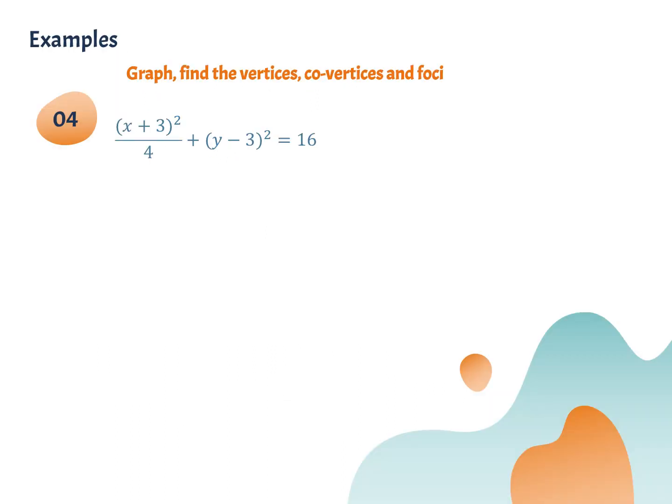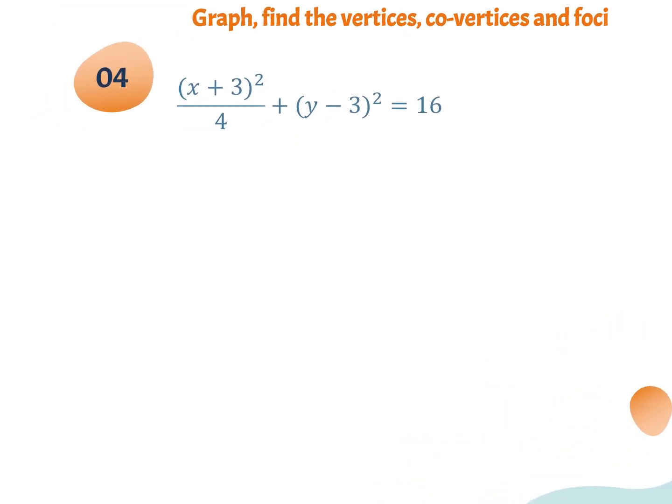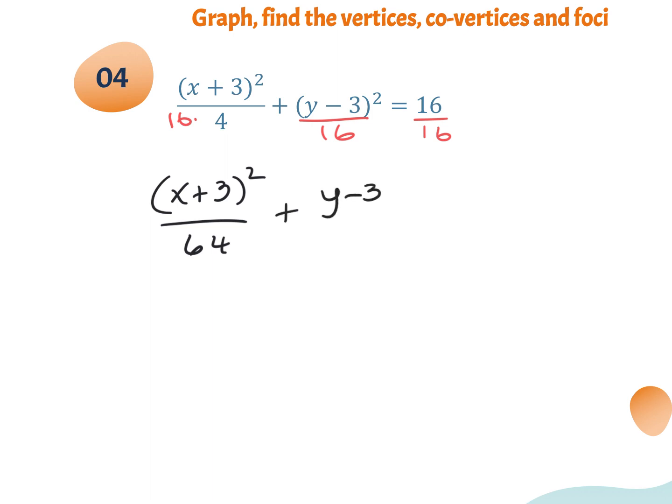Okay, so again, remember your equation needs to equal 1. So what I'm doing here is dividing. I need to really divide all of this by 16, and this is really 16 times 4. So now my new equation is going to be (x plus 3) squared over 64 plus (y minus 3) squared over 16 equals 1.